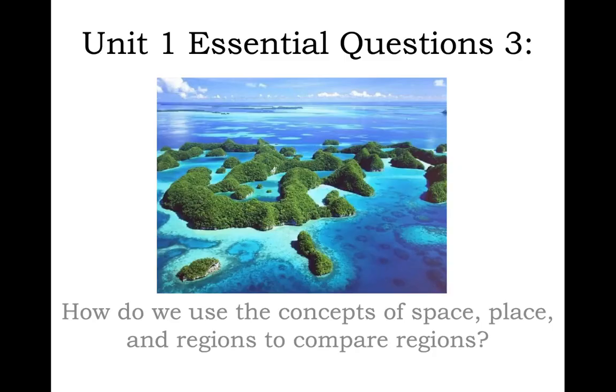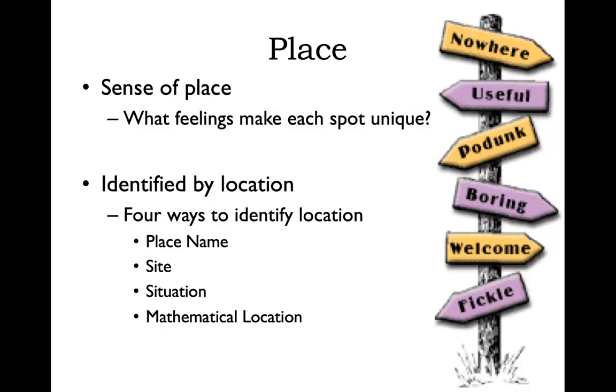Okay, so our first essential question for today we have completed. Our second essential question is, how do we use the concepts of space, place, and regions to compare regions? Place. A sense of place is the feelings that make each spot unique, and place is often identified by location. There are 4 ways to identify location: place name, site, situation, and mathematical location.